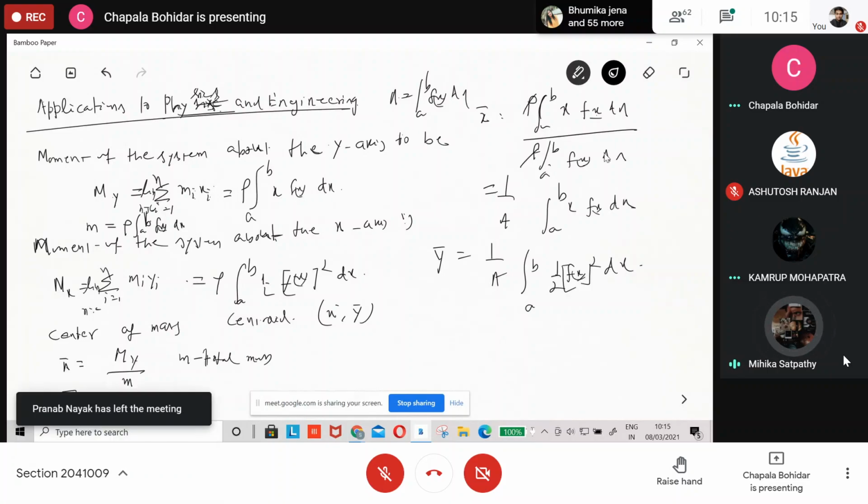Ma'am, 32 means this question, right? Y is equal to x cube. Yes. That is done. X plus y is equal to 2. Yes, ma'am. That is done. Graph.